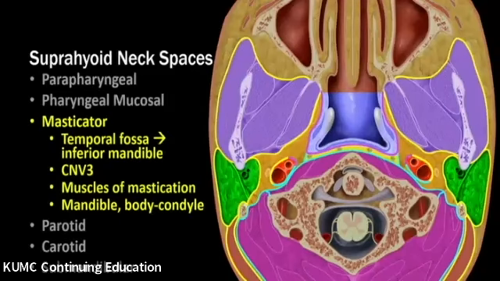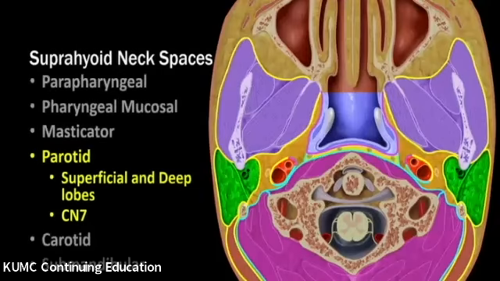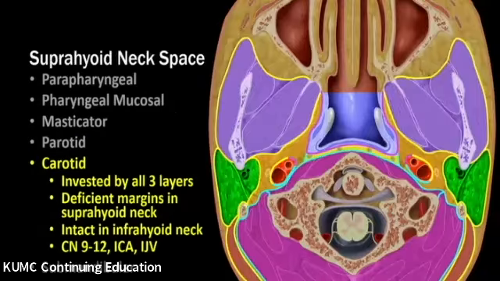We have the masticator space, which is again encased by the superficial layer of the deep cervical fascia. It extends from the suprazygomatic fossa to the inferior mandible, contains the V3 segment, muscles of mastication, and a majority of the mandible. We have the parotid space, again encased by that superficial layer of the deep cervical fascia, containing the deep and superficial parotid lobes and cranial nerve 7.